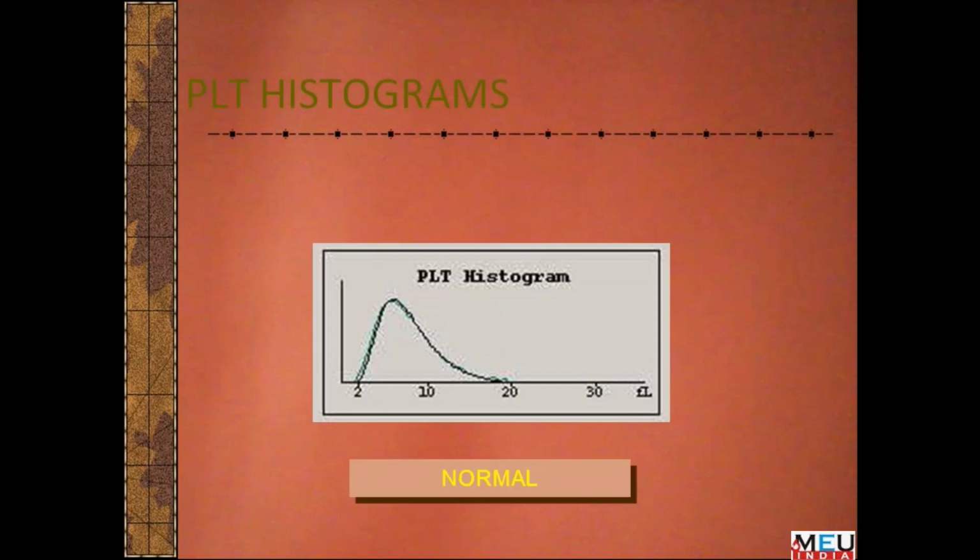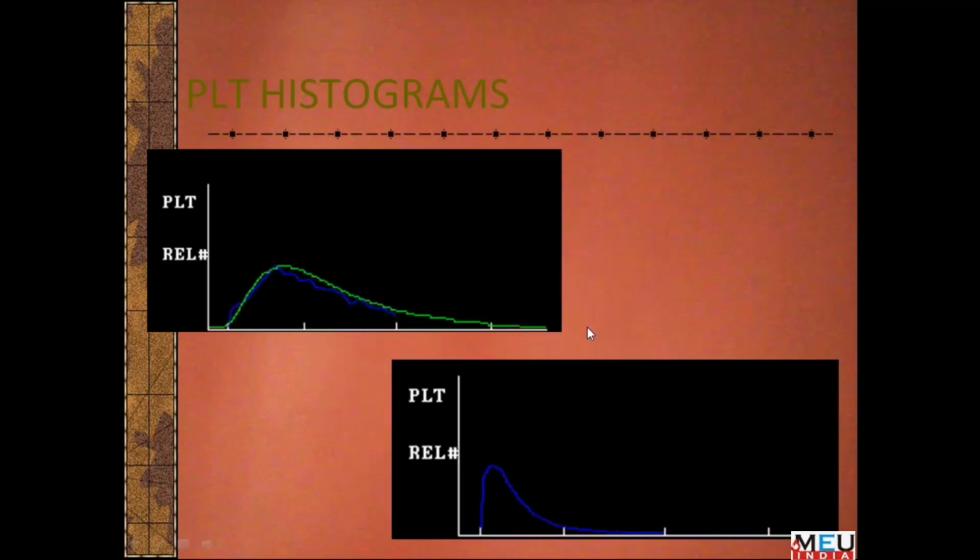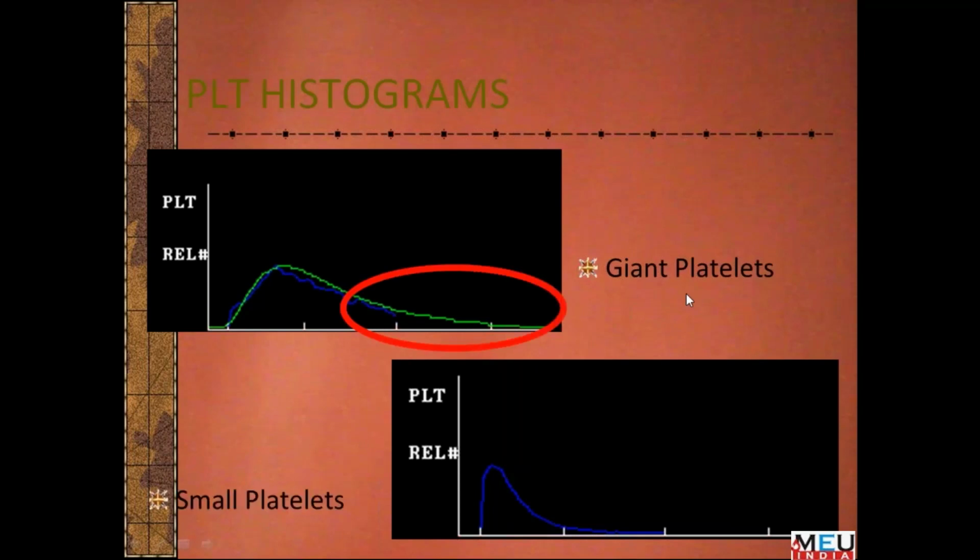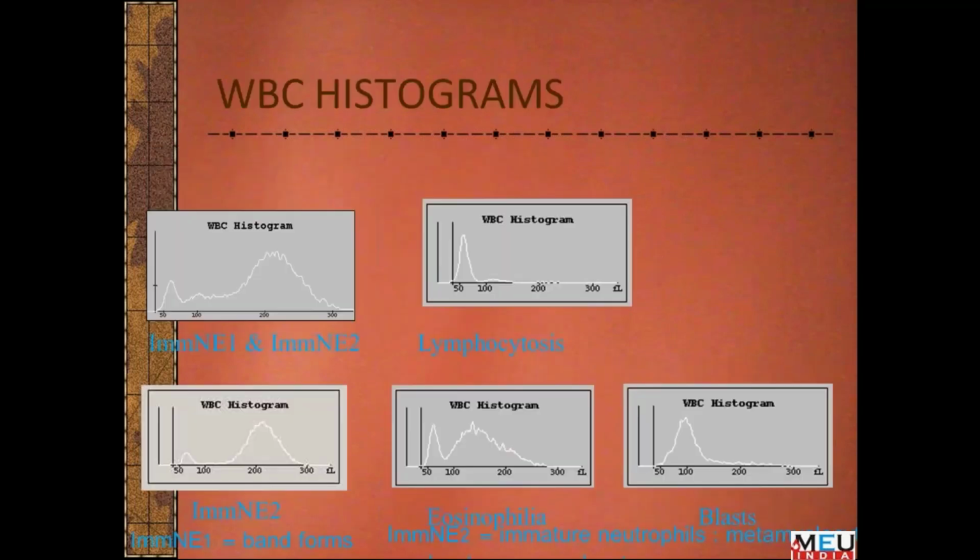Now this is a normal platelet histogram. You can see the peak is around 6 to 8 microns, and in case of giant platelets the size of the histogram swells up, or in smaller platelets the peak shifts to the left. So let us see some WBC histograms.